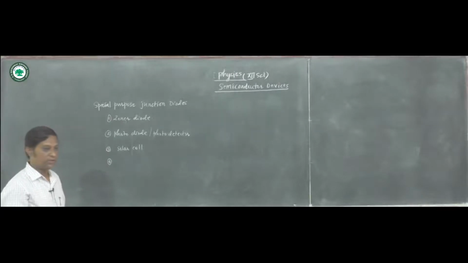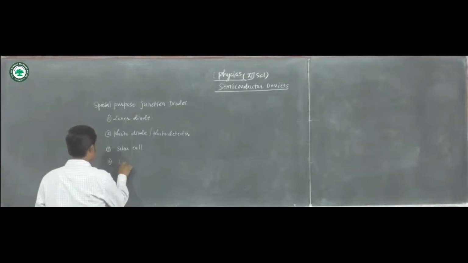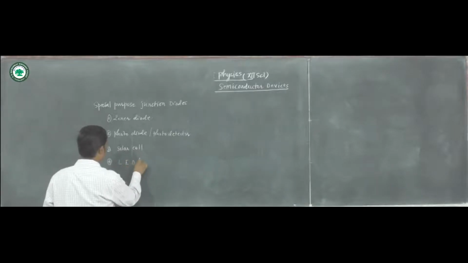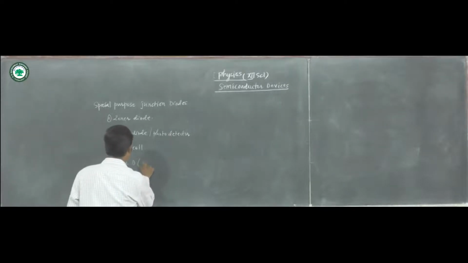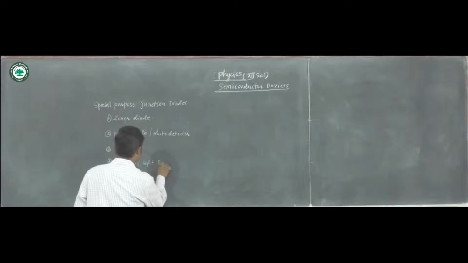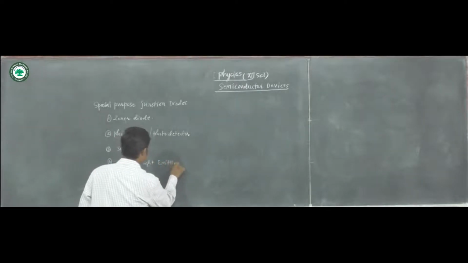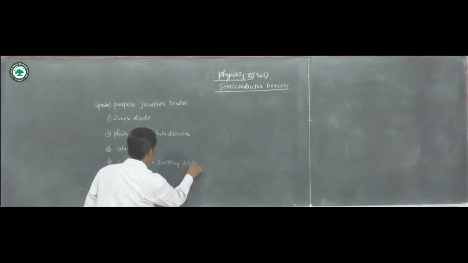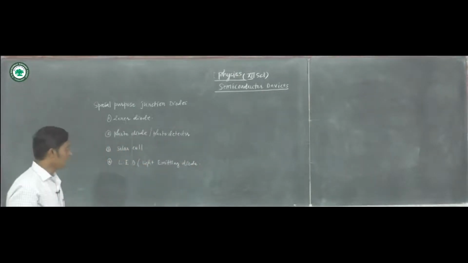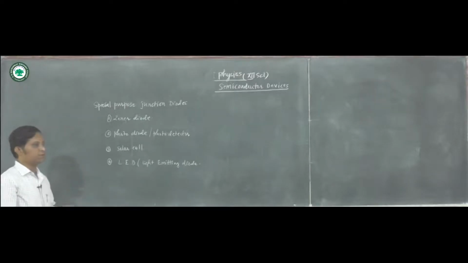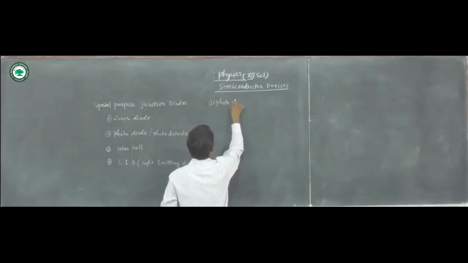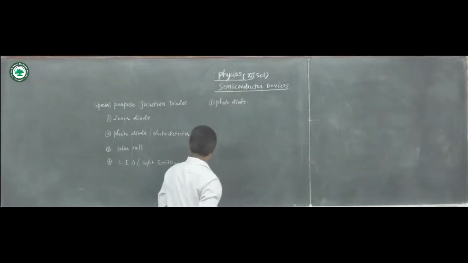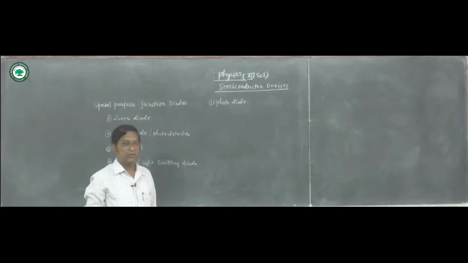And the fourth one is the LED, which we commonly use in our day-to-day life, which is the light emitting diode. Okay. Today we will see the photodiode, its construction and its working.